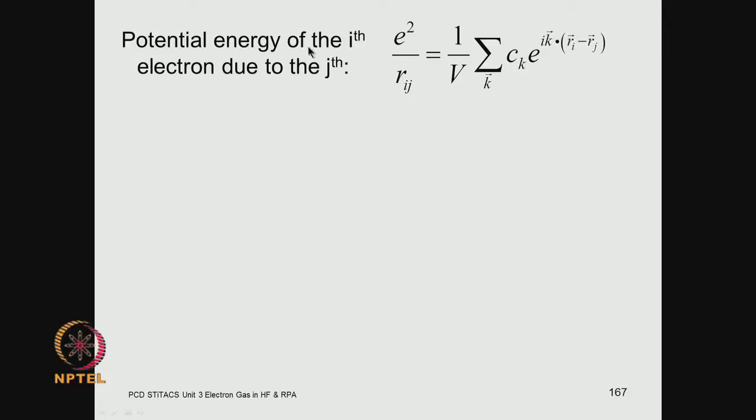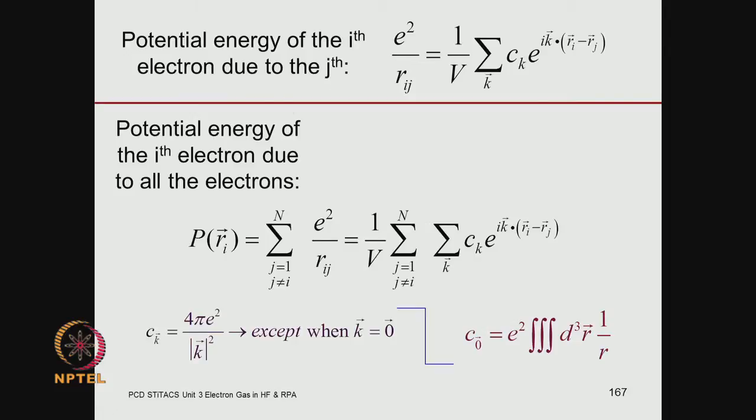Now, this is the expression for the potential energy of the ith electron due to the jth. Okay. Now, what will be the potential energy of the ith electron? How many electrons are there? There are n electrons. So, you have to sum over all the remaining electrons, the potential energy of the ith electron due to all the other electrons, not just the jth one. So, you must sum over j going from 1 through n except for j equal to i.